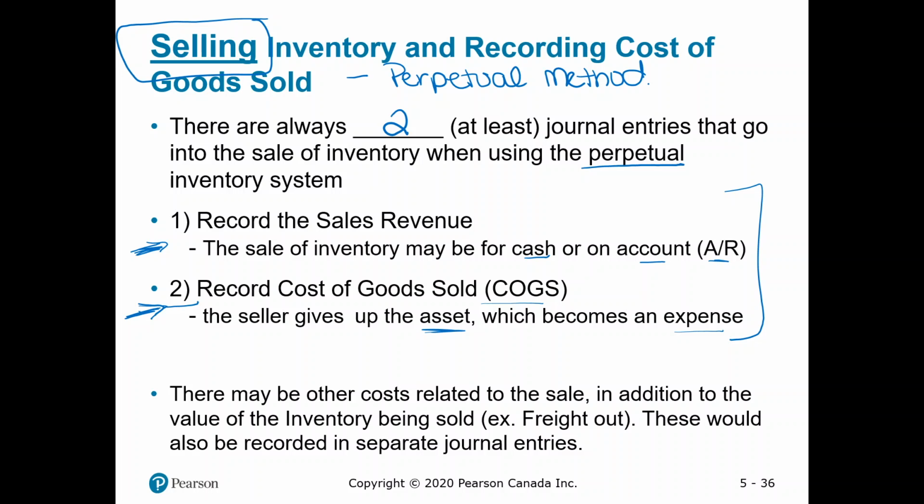So I say at the top here we have at least two entries, and there could be other costs related to the sale. So for example, freight out. If we also have to pay to ship this inventory to somebody, that would be another cost. And this would just be recorded in a separate journal entry.